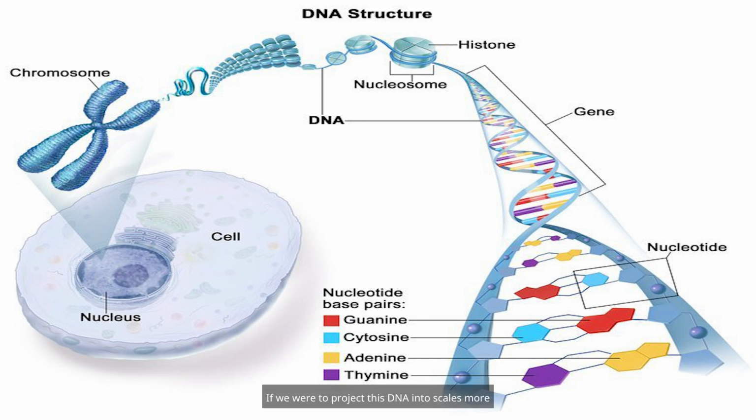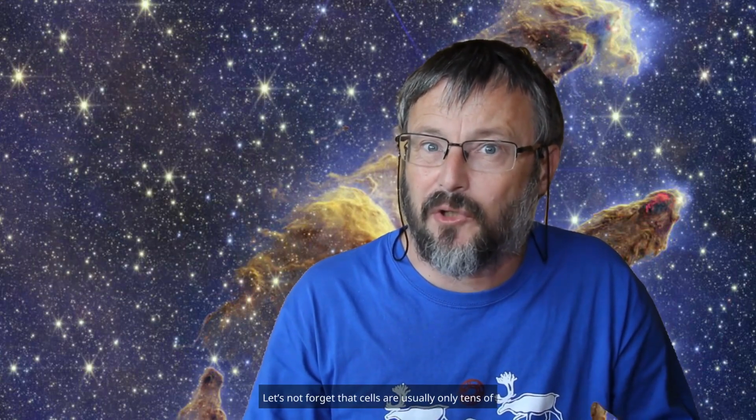If we were to project this DNA into scales more tangible to us and imagine the DNA as a climbing rope 1 centimeter thick, its length would be 10,000 kilometers, which is roughly a quarter of the Earth's circumference at the equator. Let's not forget that cells are usually only tens of micrometers in size, which is millionths of a meter. It's clear that there must be some way to cram such long DNA molecules into cells.